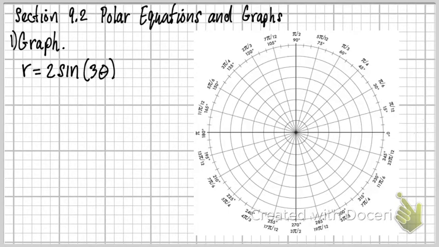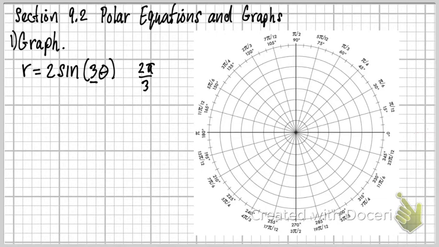So now we're going to graph r equals 2 sine of 3 theta. Now keep in mind here, this 3 is my multiplier of my theta, which tells me I get 3 sine curves from 0 to 2 pi. So simply what that means for me here is my period is 2 pi thirds.